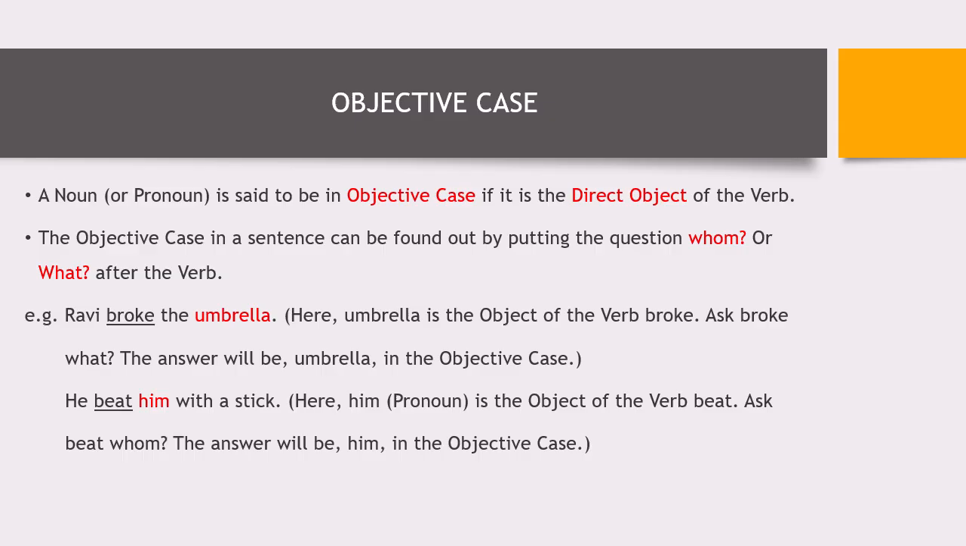He beat him with a stick. Here, the pronoun him is the object of the verb beat. Ask beat whom? The answer will be him in the objective case.